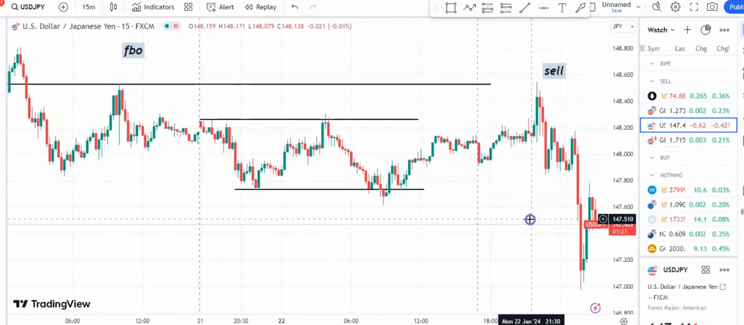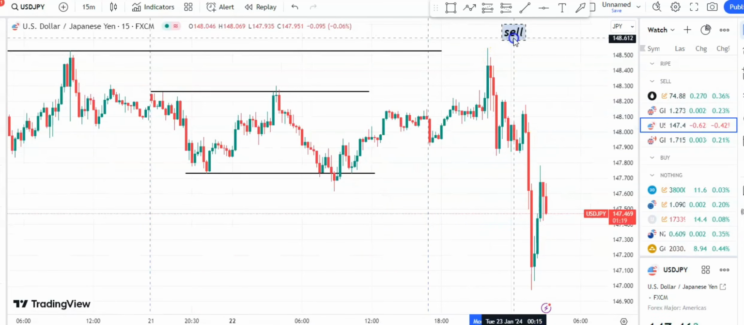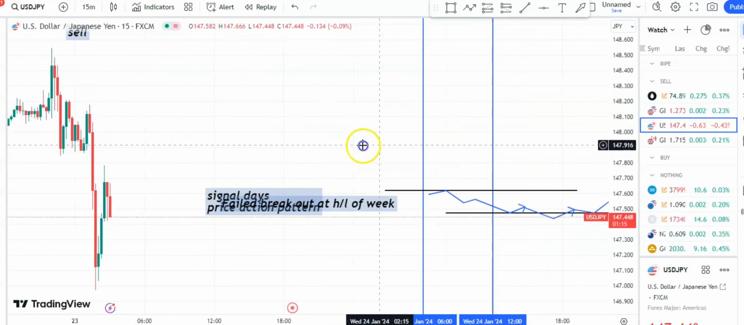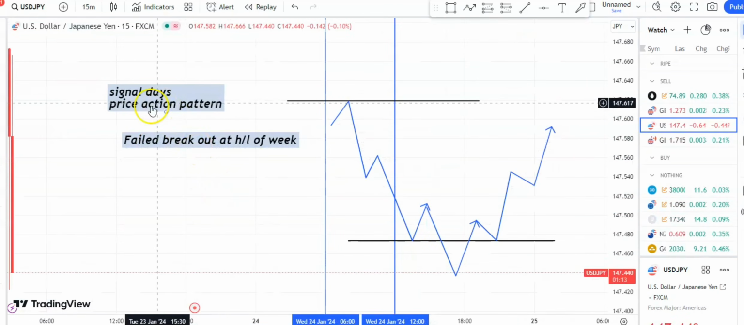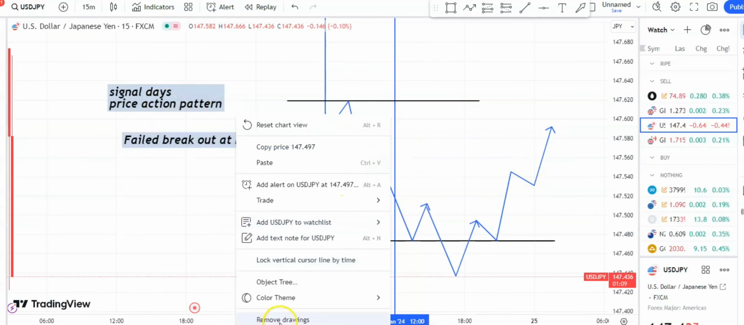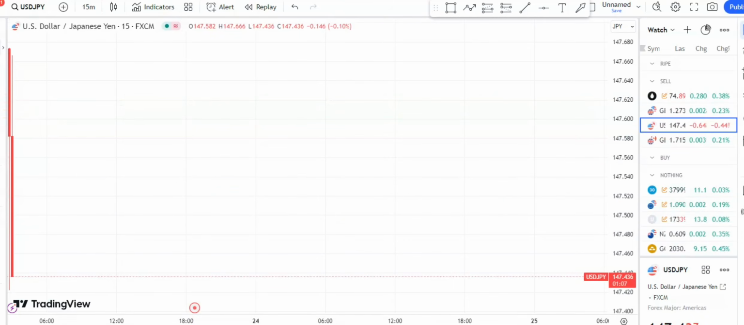So, as long as we've not triggered the low of the week, that means that I continue selling even on Tuesday. So today on Tuesday, in the Asian session, I am looking for a very specific setup. Principle number 2 is a price action pattern. So how does that look like?